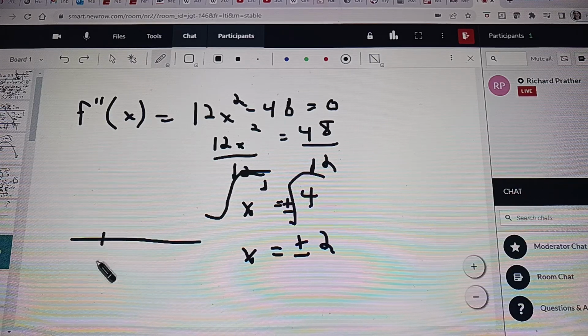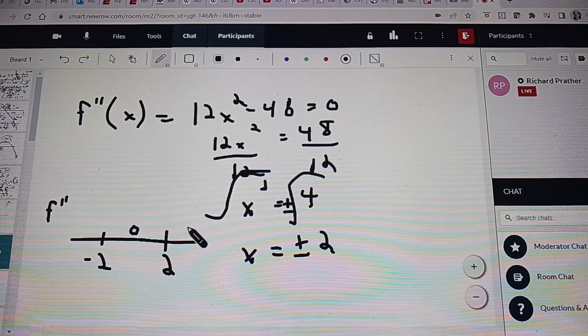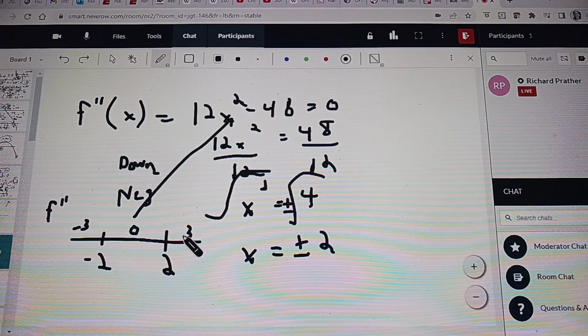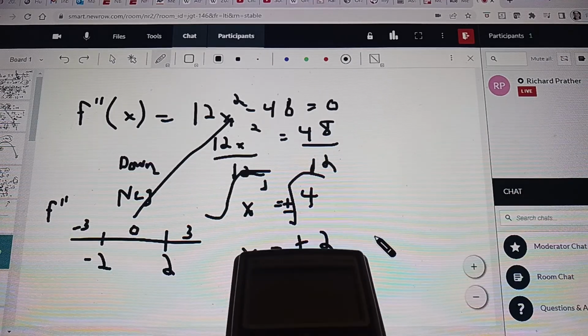But if I plug in test points around 2 and -2 into the second derivative, I can tell if the original graph is concave up or down. So I would definitely choose 0 in the middle and probably 3 and -3. 0's nice because you're just going to get the -48. So it is concave down anytime you're between -2 and 2. And if I plug in either 3 or -3, the square is going to make them 9, so they're going to both have the same answer. I just have to do it once.